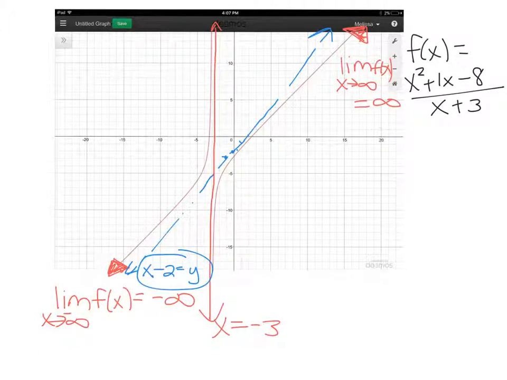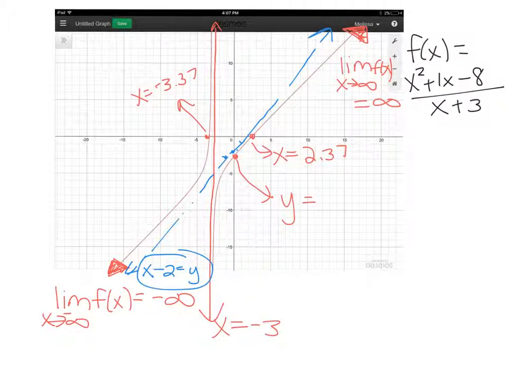Now the other thing we need to confirm is our x and y intercepts. According to my algebra, I have an x-intercept at 2.37, right? x equals 2.37. We had another one at x equals negative 3.37. And our y-intercept is at negative 2 2/3, or y equals negative 2.6 repeating.